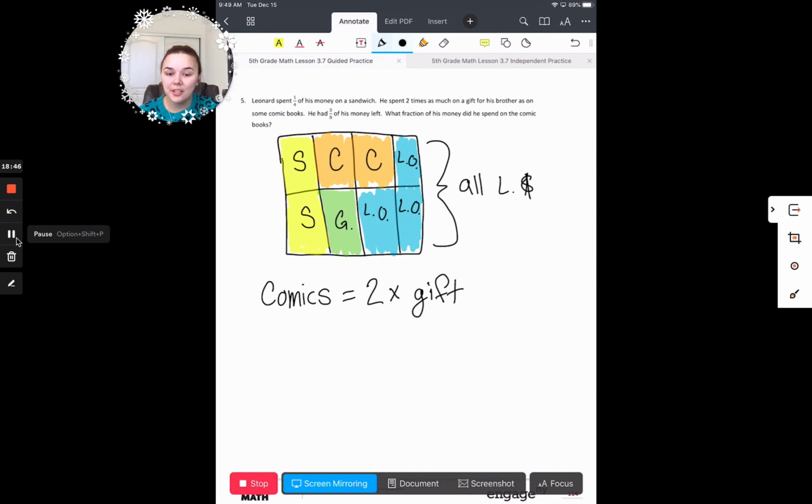So if we take a look at this, we can see that he spent 2/8 on comics. Or he also could say 1/4 on comics. Those are equivalent fractions. So we have two different fractions, but they are equivalent. So he spent either 2/8 or 1/4 of his money on comic books.